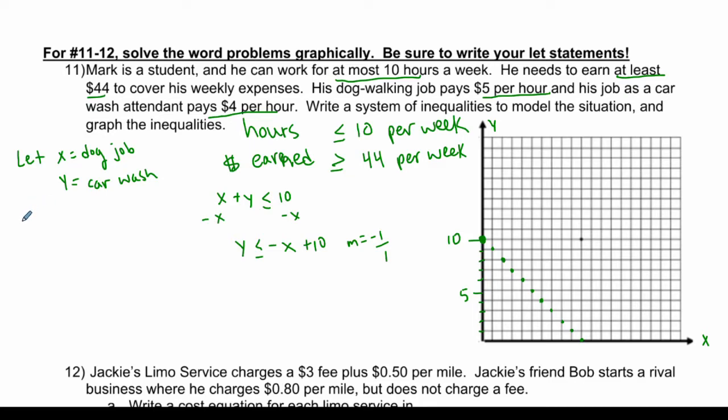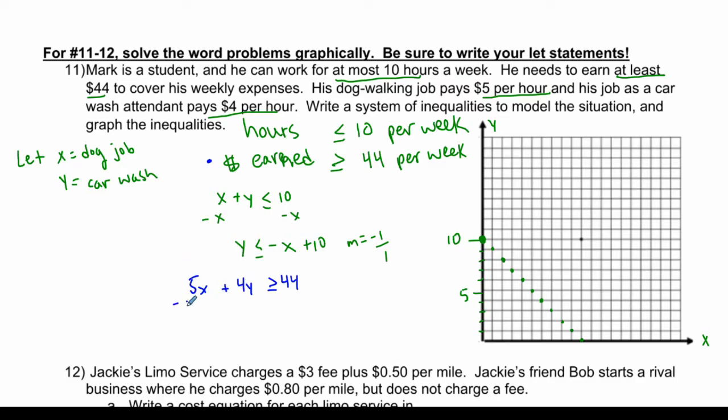Okay. Let's change colors here. So for his money earned, he makes $5 per hour walking dogs and $4 per hour washing cars. This guy is severely underpaid. Needs to be greater than or equal to $44 a week.